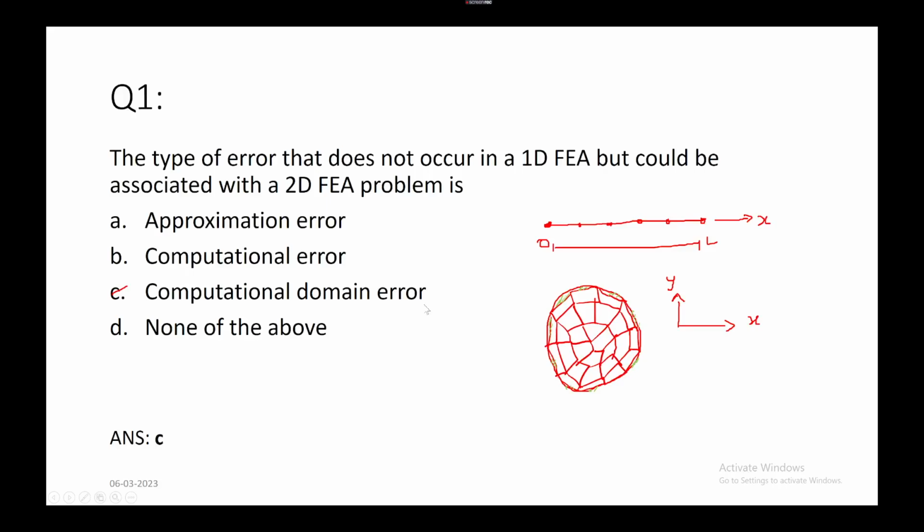There is maybe some 1% of the area of the domain which is left undiscretized. Because of this, there could arise something called computational domain error. So when you look at the mesh, it will be discontinuous, like a piecewise circle, not a continuous circle. So this is one question.